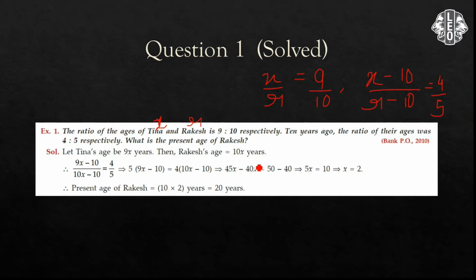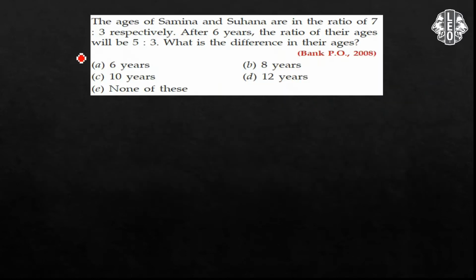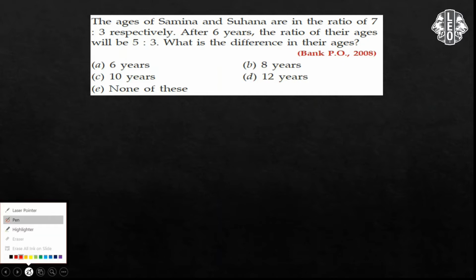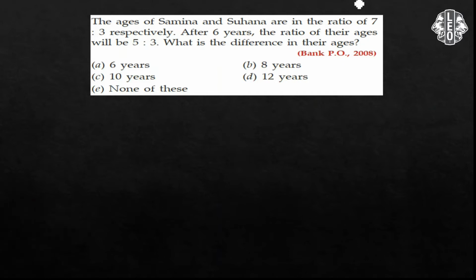This also works, but for me personally, I consider this method faster. I tried out the other method and it took me a long time, so that's why I'm going with this one. This next one is again a similar question. I'll solve it and show it to you guys. I'm considering Samina's and the other person's ages as x and y.